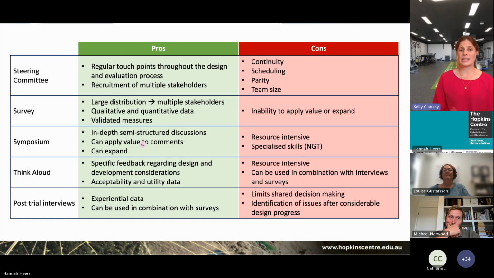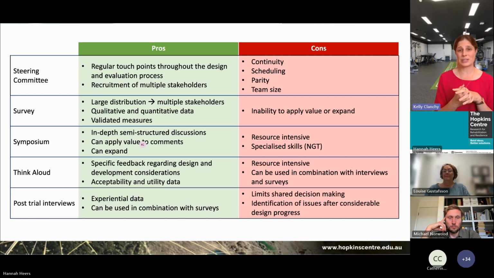The survey was great. It overcame that team size barrier because it allowed us to have that large distribution across the multiple stakeholder groups. We were able to gain qualitative and quantitative data, and we didn't use, but you can use validated measures, which allow you to compare and contrast between different technology projects. The difficulty with the survey, though, is the answer that you're given is the answer that you've got.